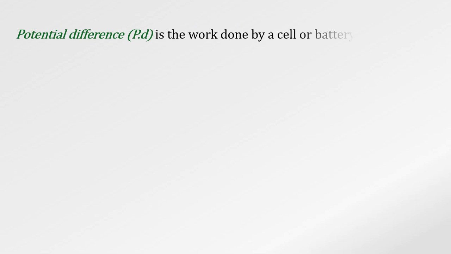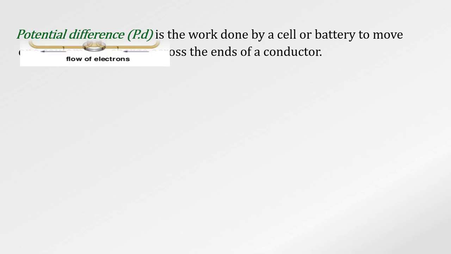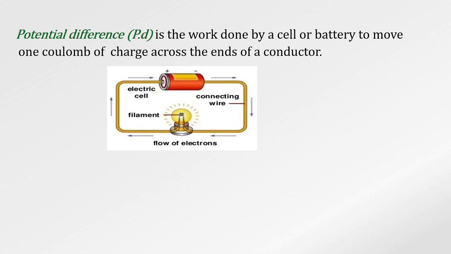Okay, let us also know the definition of potential difference. Potential difference is the work done by a cell or a battery to move 1 coulomb of charge across the ends of a conductor. The work done by a battery or a cell to move 1 coulomb of charge across the ends of a conductor.